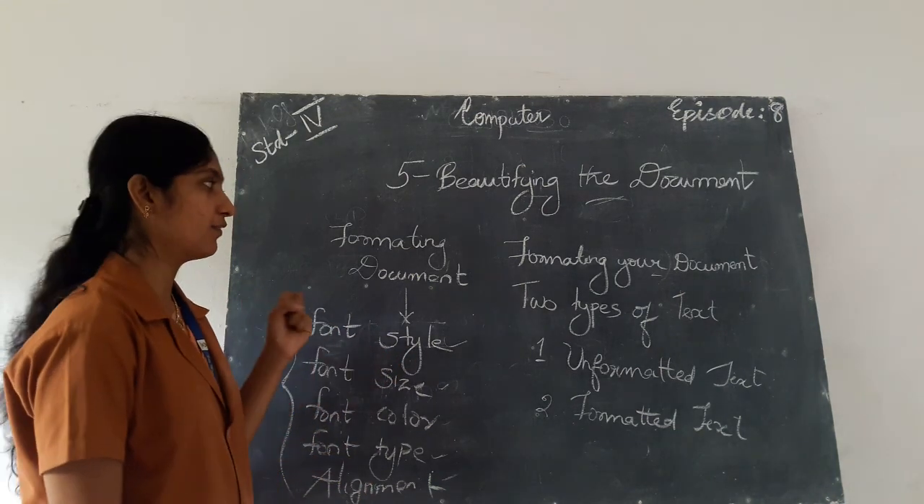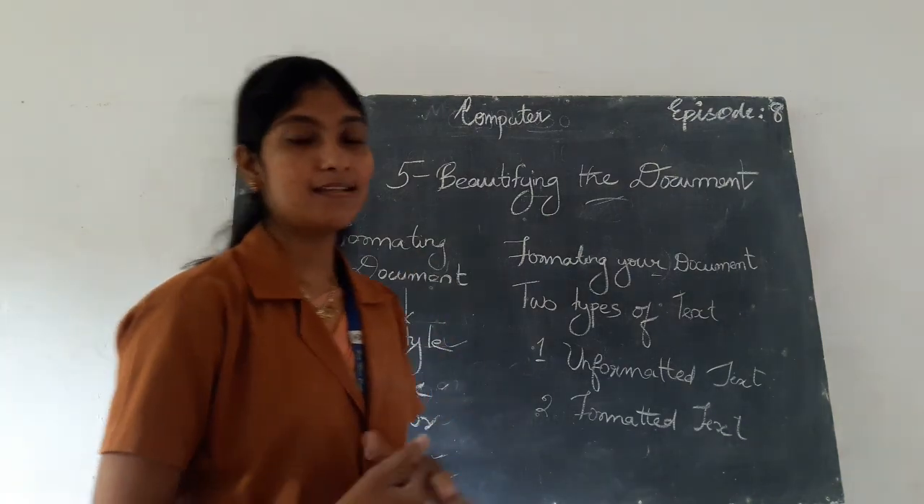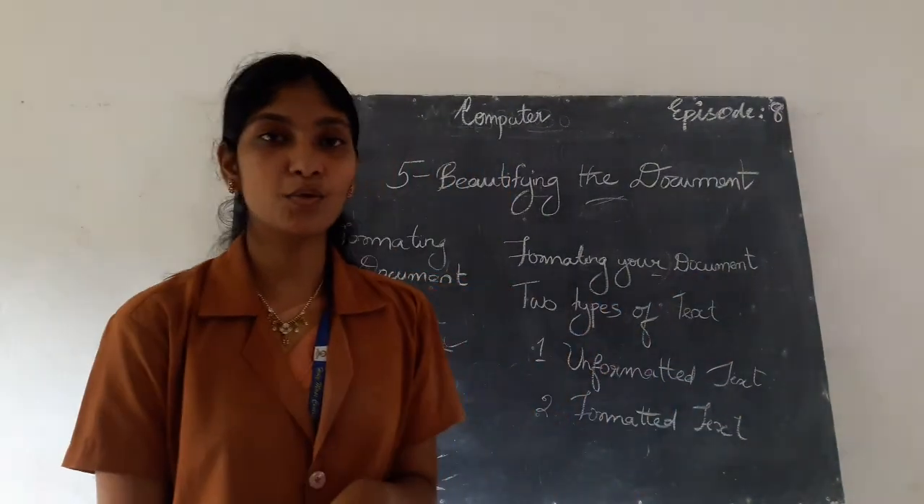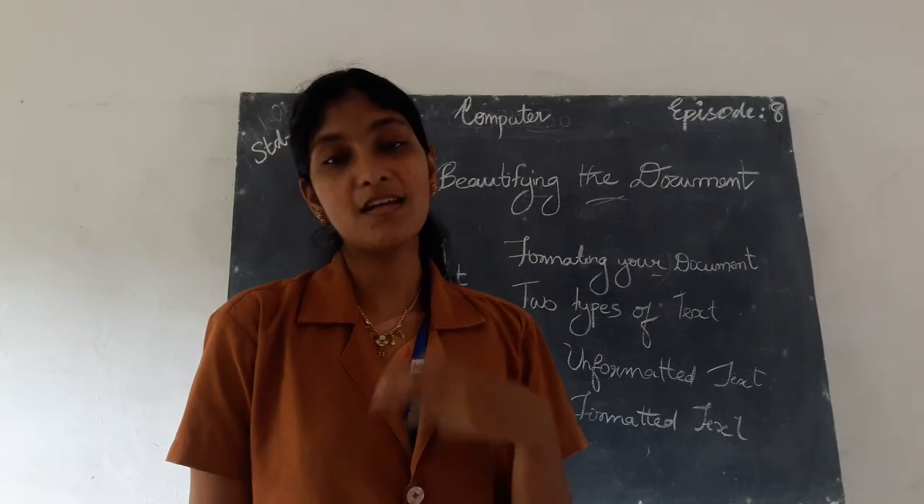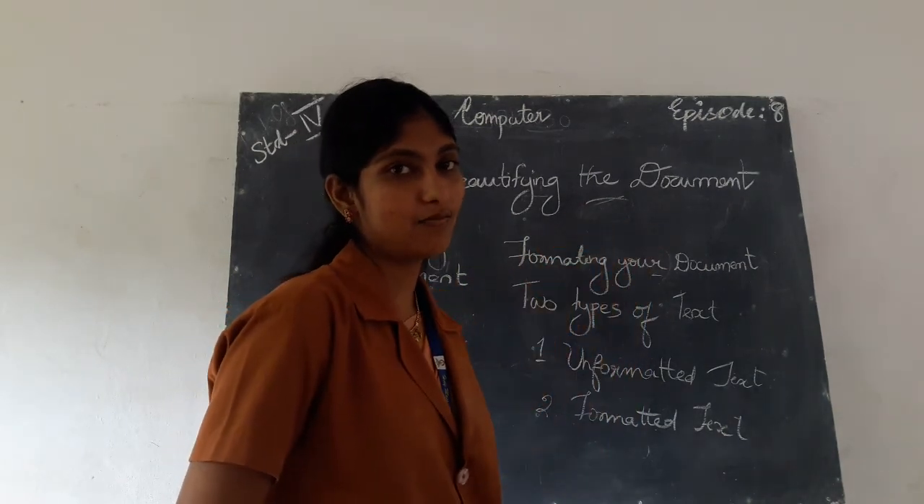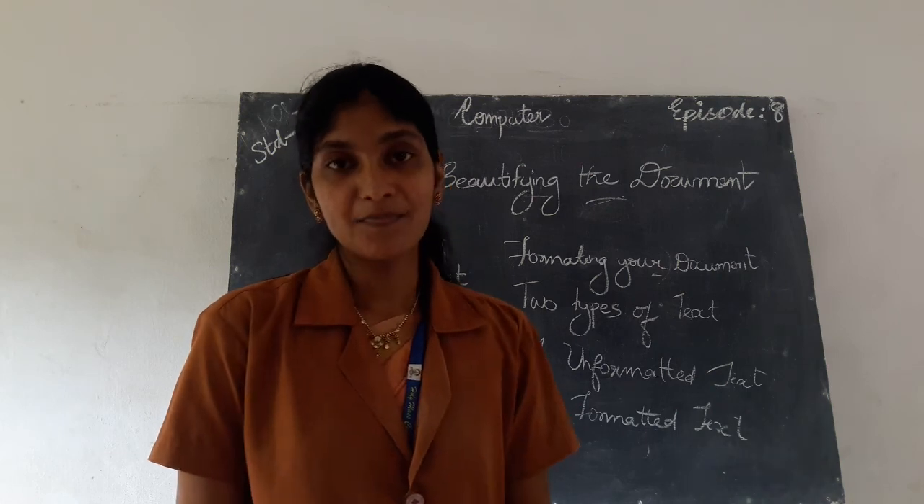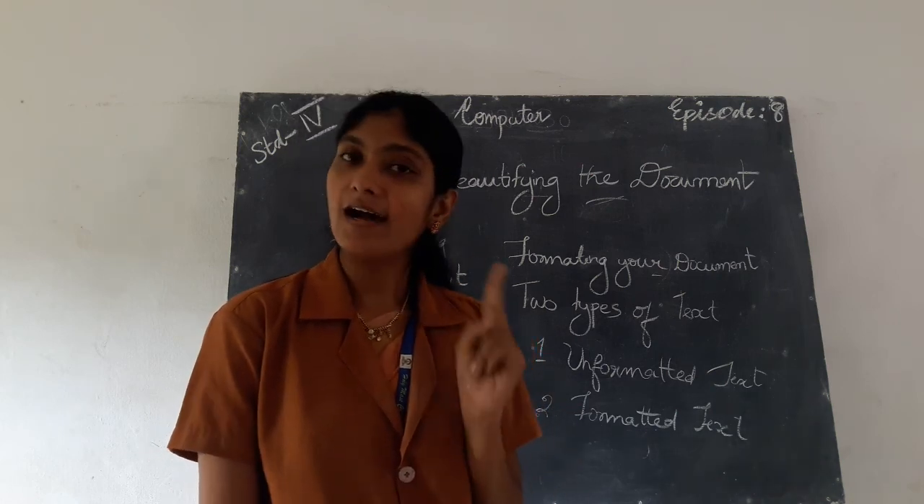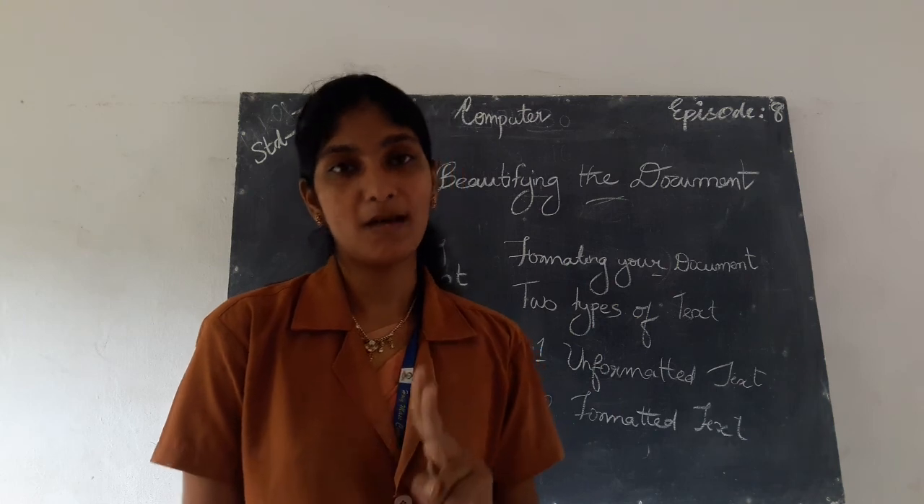Once again, in this chapter we started with a new topic, that is beautifying the document. We are going to beautify a particular document by changing these various elements. And there are two types of text, unformatted text and formatted text.